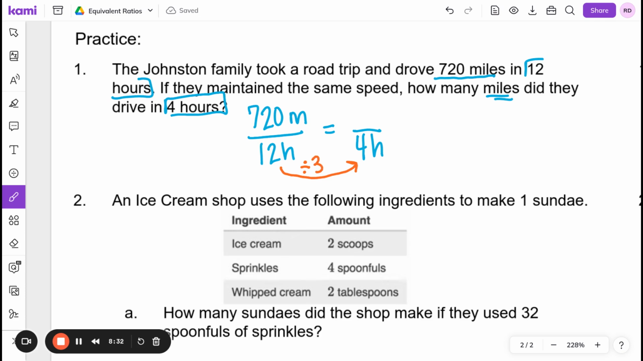So then 720 divided by 3 is 240 miles. If you wanted to see that division, here is your 720 divided by 3, 2 times. Left with 1, bring down the 2. 3 times 4 is 12. There's a 0 left here, so I need to put that 0 in the 1's place.